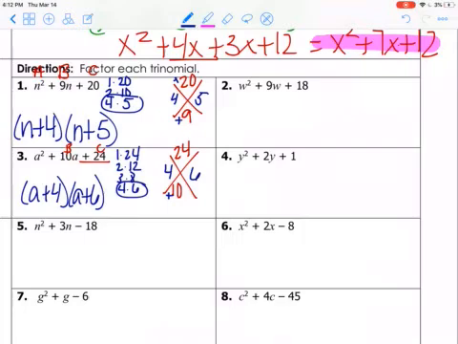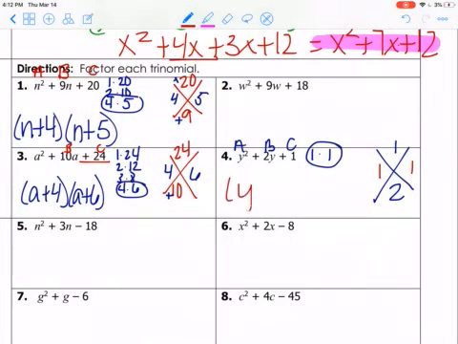Let's do number 4. This is my b and my c, and that's my a. c is 1, b is 2. Things that multiply to be 1 are just 1 times 1. If I add those together, I definitely get 2. So my factors would be y plus 1 and y plus 1.